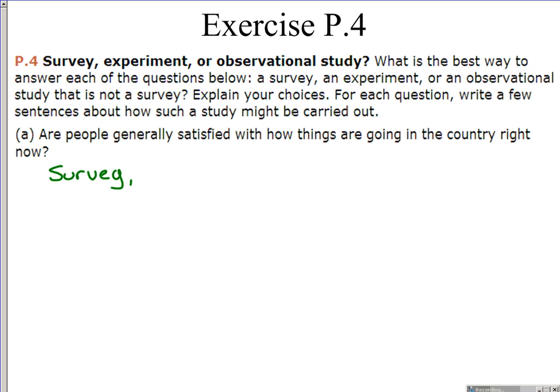Who usually does surveys? Well, if you look at the news, newspapers, go on the internet, usually surveys are done by polling agencies such as Gallup or AP or ABC, NBC, Fox News, CNN, something like that, that has a lot of practice in doing polls or surveys. So in this case, it's a survey, and this would be conducted by a polling agency.